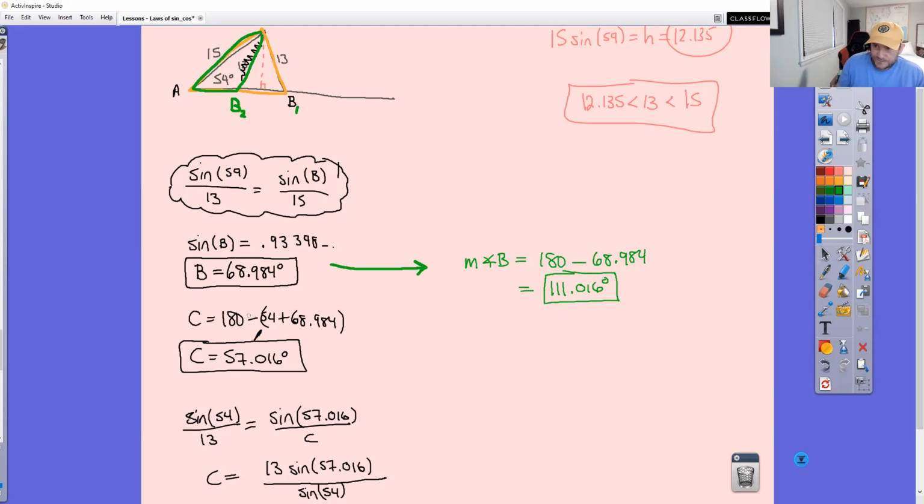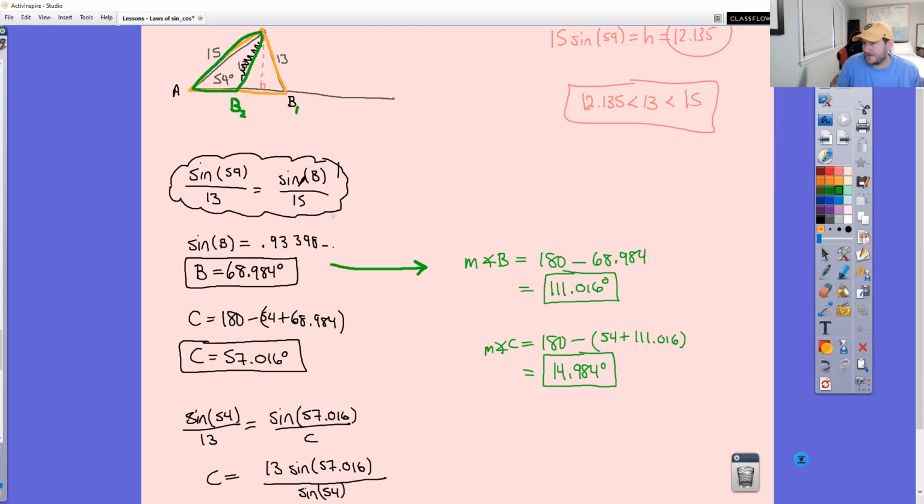So that means we solve for C now the exact same way, because we know that the measure of angle C is still going to be 180 minus the angle A and the angle B. Angle A is still 54, but now we're using the new angle B, the 111.016. So that gives me an angle C of, add 54 to this, subtract it from 180, 14.984 degrees.